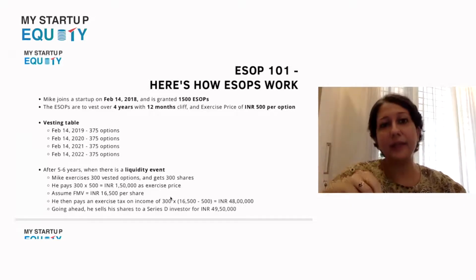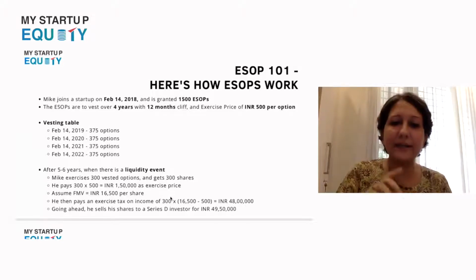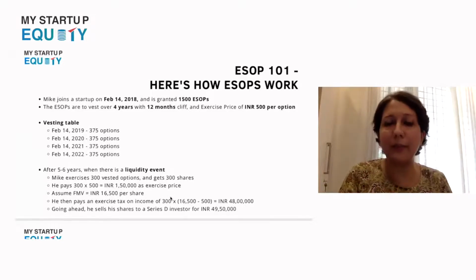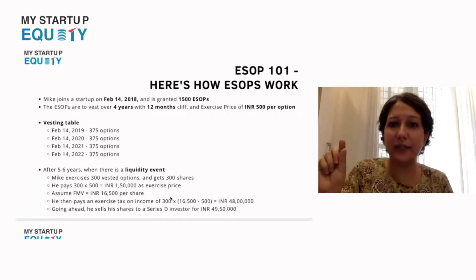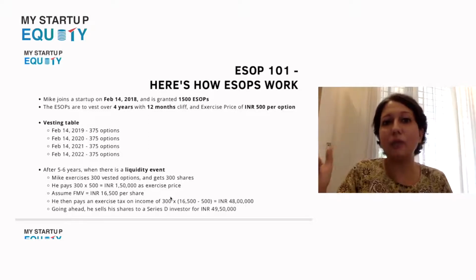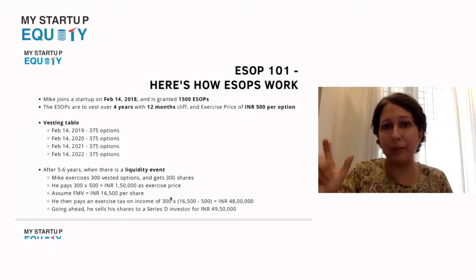1,500 ESOPs. Now, typically in India, which is by mandate, there is a 1-year cliff period. What do we mean by a 1-year cliff? It is mandated by the Companies Act. So the first date of vesting, or the first tranche of these 1,500 ESOPs, will come to Mike only after 1 year, which is the mandatory 12-month cliff.